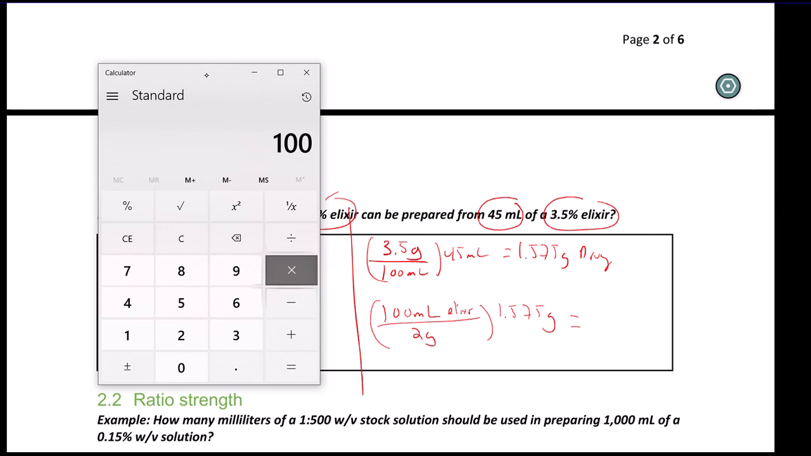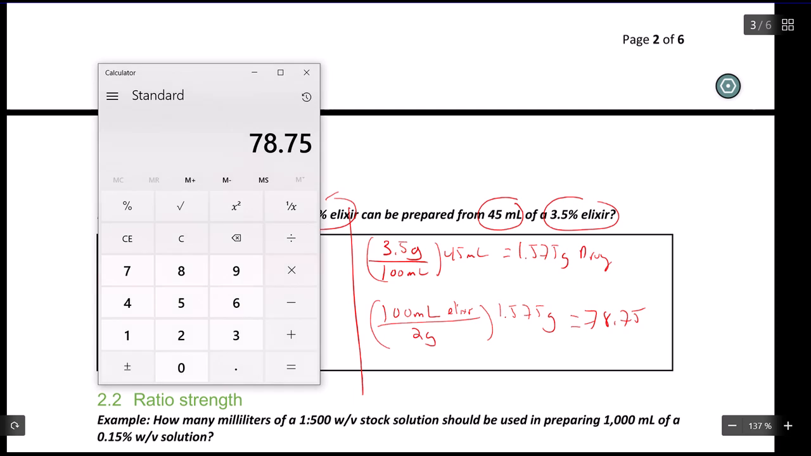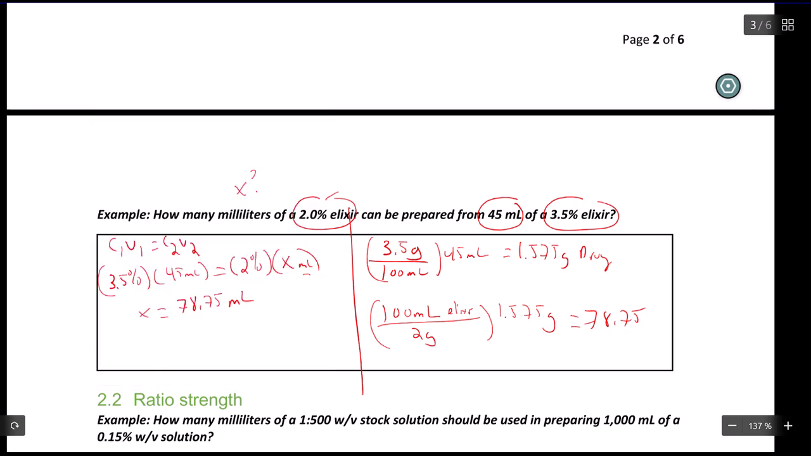100 divided by 2 times 1.575, and then 78.75. Just did my math wrong in the calculator. So 78.75. Notice, same thing. Same answer, whatever way you want to do it, because the amount of drug is staying the same.